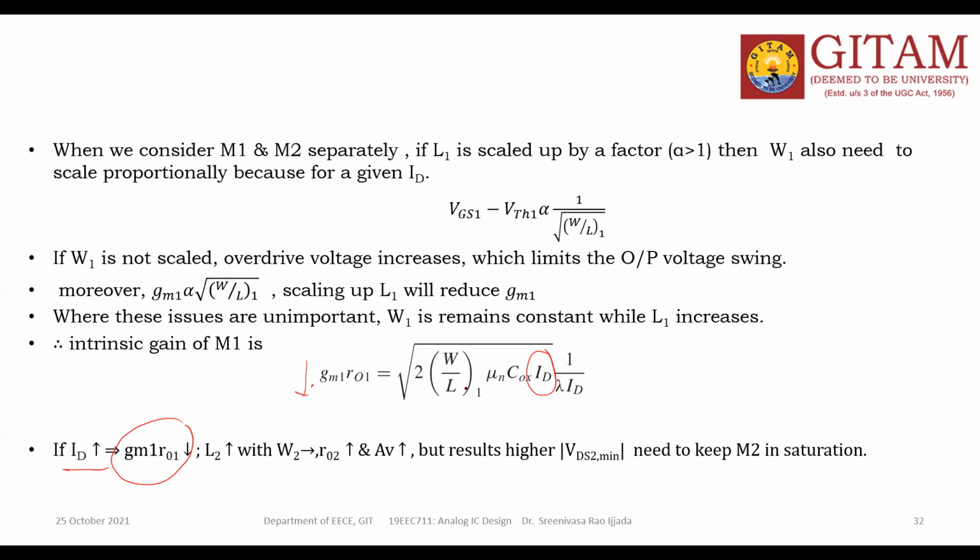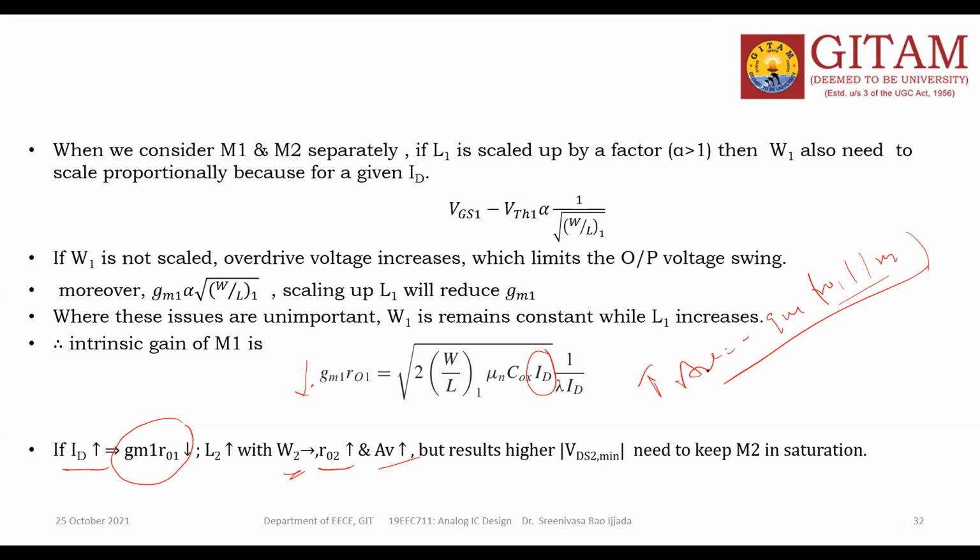For the second device, if L2 increases with W2 constant, that means the PMOS length increases while keeping the width constant, then R02 of the second device will increase, thereby the voltage gain will increase. The voltage gain AV is equal to minus gm into R01 parallel with R02. Suppose W2 is constant and L2 increases, R02 will increase. Whenever R02 increases, definitely the gain will increase.